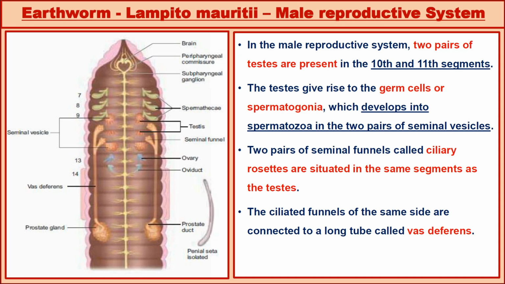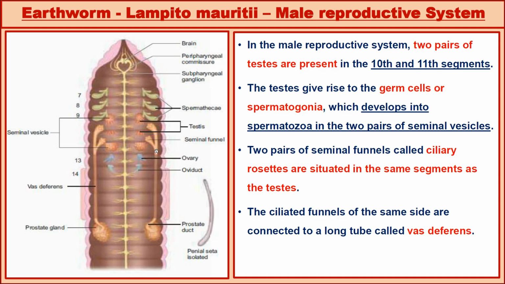The male reproductive system consists of two pairs of testes. These are the two pairs of testes, and they give rise to the germ cells or spermatogonia. From the spermatogonia develops the spermatozoa, which are present in the two pairs of seminal vesicles. There are also two pairs of seminal funnels or ciliary rosettes. These two are the seminal funnels or ciliary rosettes. They are situated in the same segment as the testis, near it, to collect the mature spermatozoa.